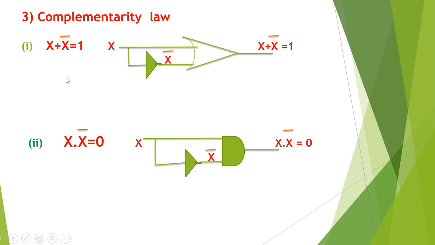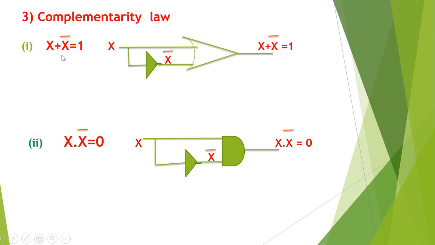That is, in both the theorems, x is combining with x bar. First theorem is x plus x bar is equal to 1. Second theorem is the dual of the first theorem. What is the principle of duality?